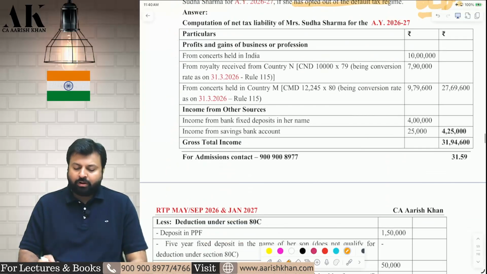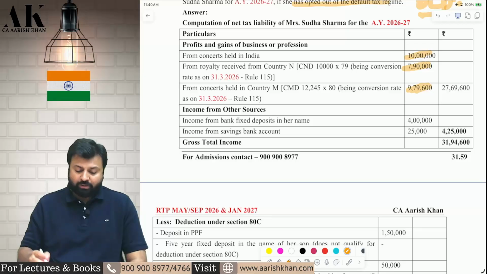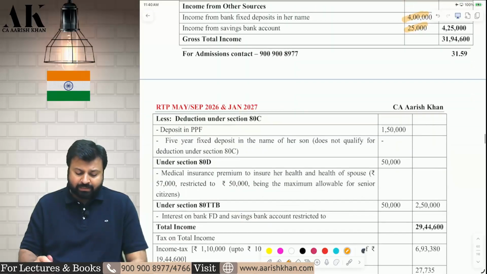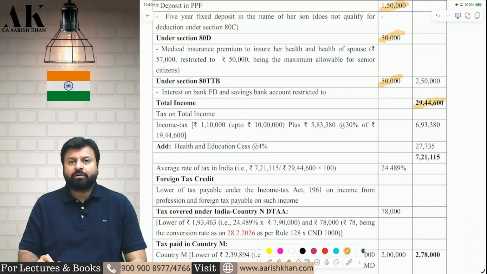So now we have included all the income. Concerts, Indian concerts, 10 lakh. Royalty from country N will be taxable here also and there also. Royalty from country M, concert from country M, will be taxable here also and there also. Then fixed deposit from Indian bank, and then saving bank account interest. From that, 80C deduction, 80D deduction, 80TTB deduction. After that, I will get 29,44,600 as total income.